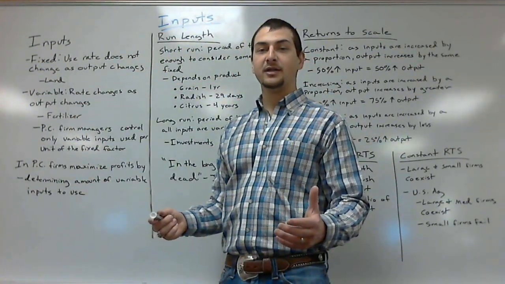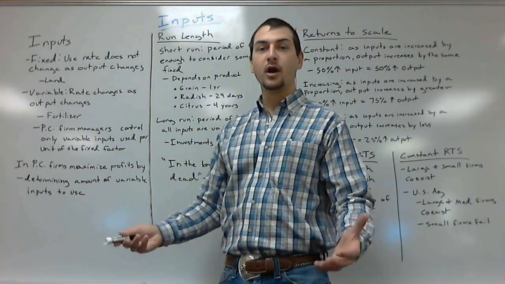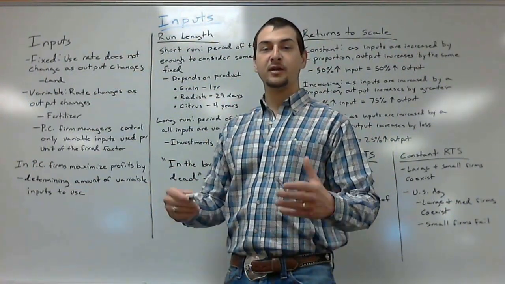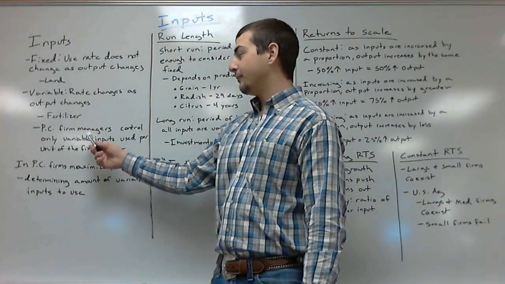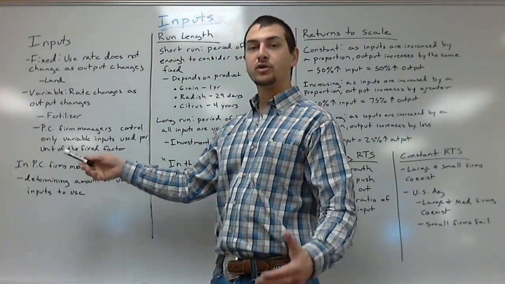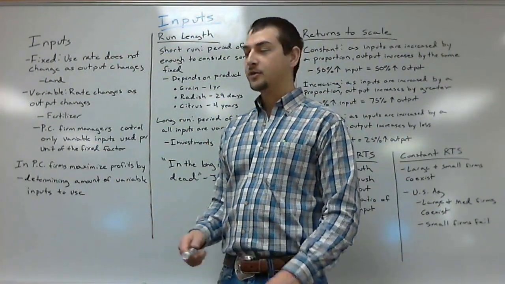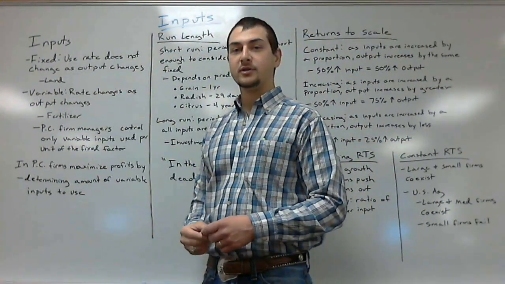So in this case, you might hear, I'm going to use 5 pounds of fertilizer per acre, or 10 pounds, or 100 pounds, or something of that nature. So what this perfectly competitive firm manager is trying to do is they are managing the amount of variable inputs per unit of fixed input, or per unit of that fixed factor. So they might be looking at how many pounds of fertilizer per acre are we going to use.